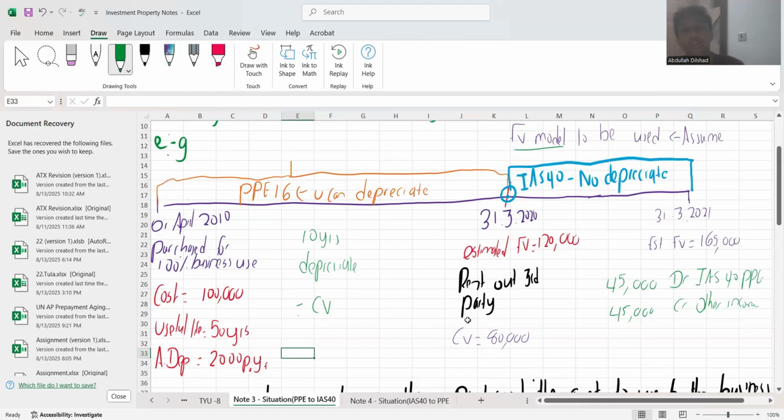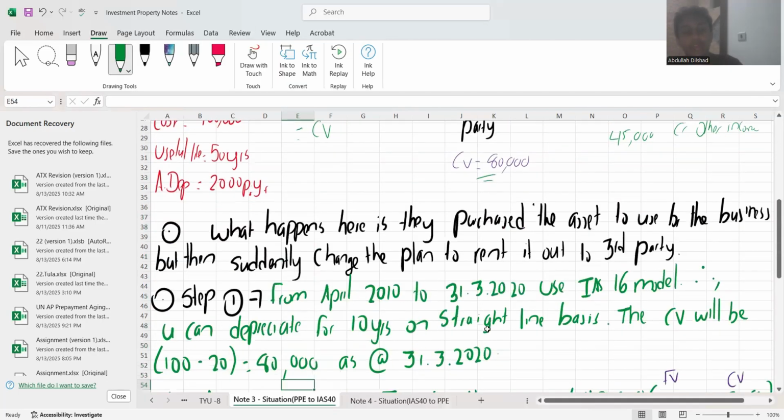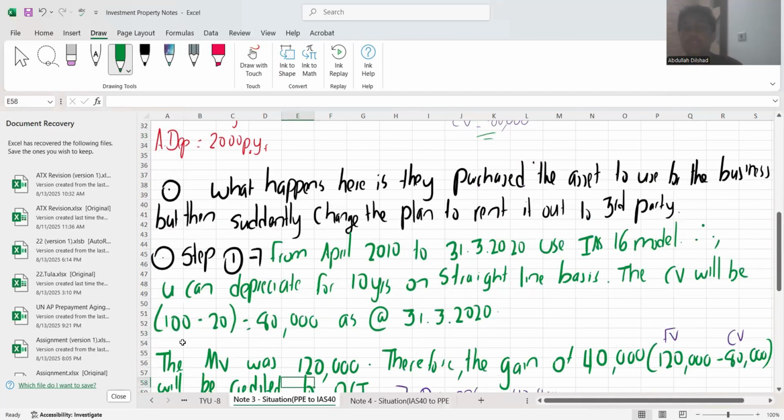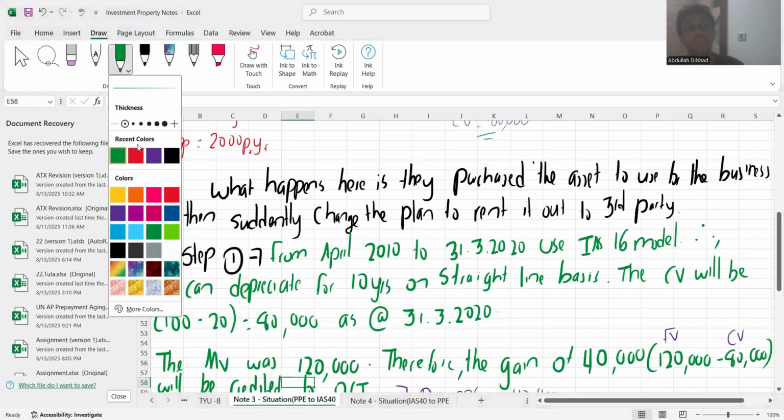So then cost minus accumulated depreciation, you will arrive at a figure of carrying value, which is 80,000. How did that form? Here it is: 100,000 cost, minus 20,000, you will get 80,000 as the carrying value as at 31st March 2020. Right? Now, this is a rule.